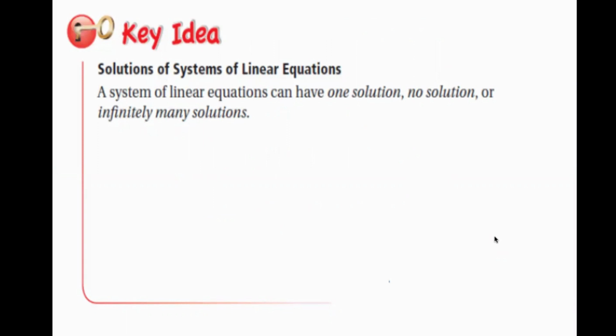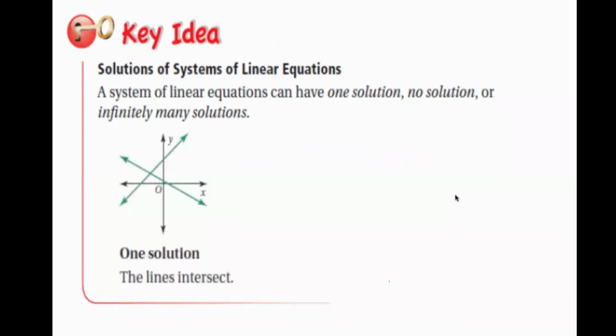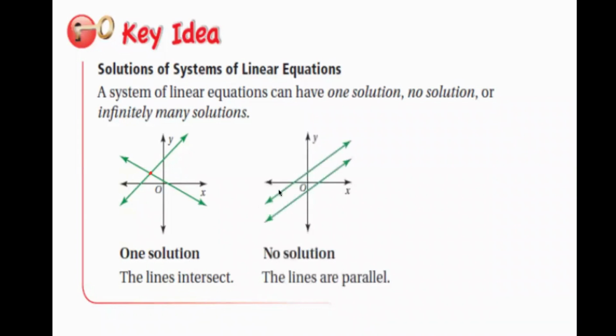Remember that a system can have 3 different possibilities for its solution. The first being one solution, and if you look at this on a coordinate plane, it would be represented by this point of intersection between the 2 lines, and that point of intersection, or the ordered pair, would be the solution of the system.